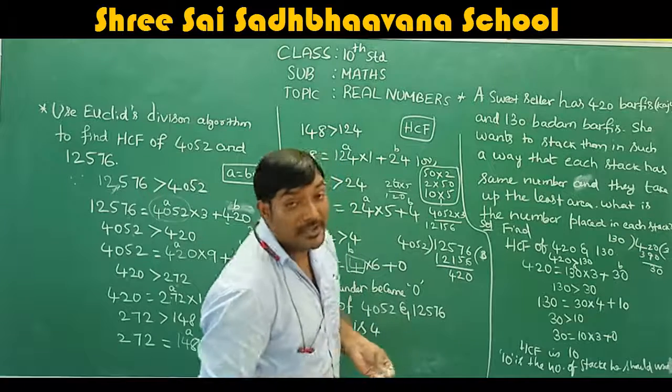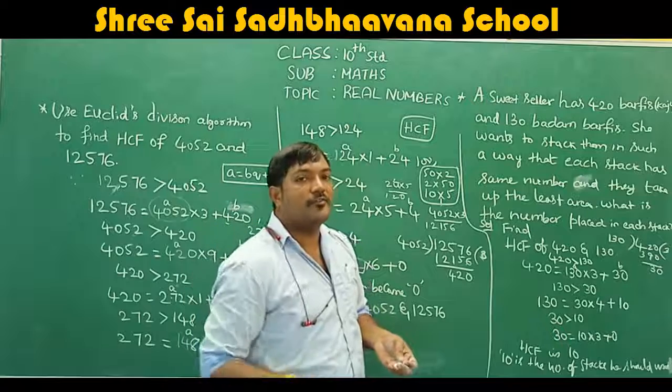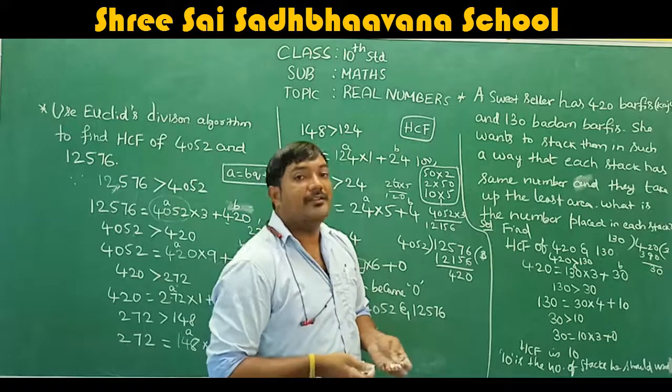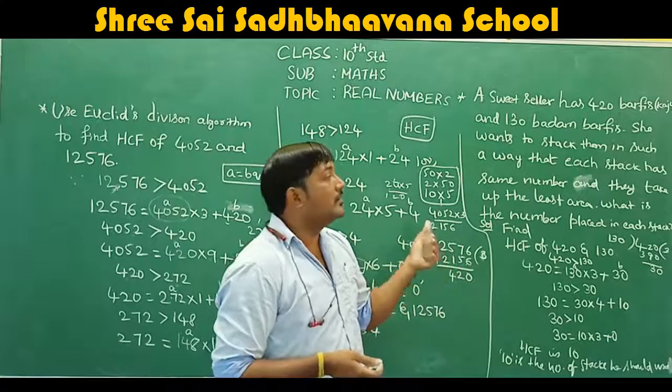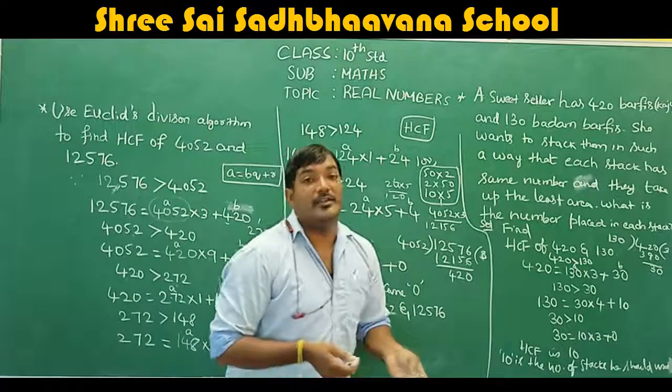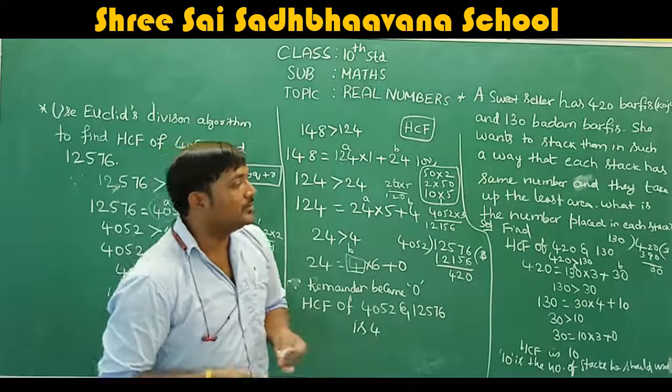So how many stacks we should take? 10 stacks we should take, so that it will accommodate an equal number of burpees and also it will take less area. Remember, 10 is the factor of 420 and 130. That is the reason it will be possible. Understood? Okay, I hope you understood this sum.